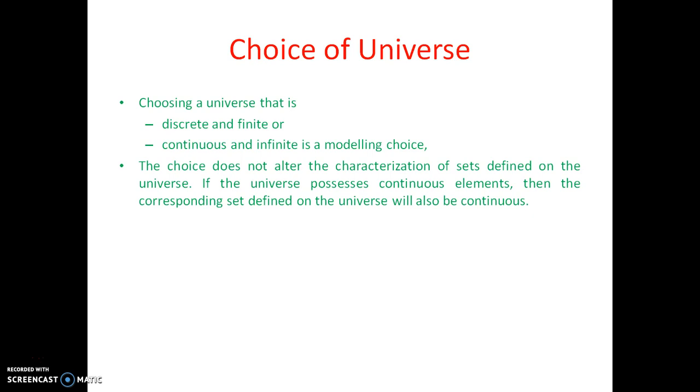Here the choice doesn't alter anything. If you consider the universe of discourse as continuous, then your elements should be continuous. Or if you consider the elements discrete, your universe of discourse should be discrete. We can't have the universe of discourse continuous and the elements discrete; that cannot be done. That's why the point says the choice doesn't alter the characteristics of sets defined on the universe.